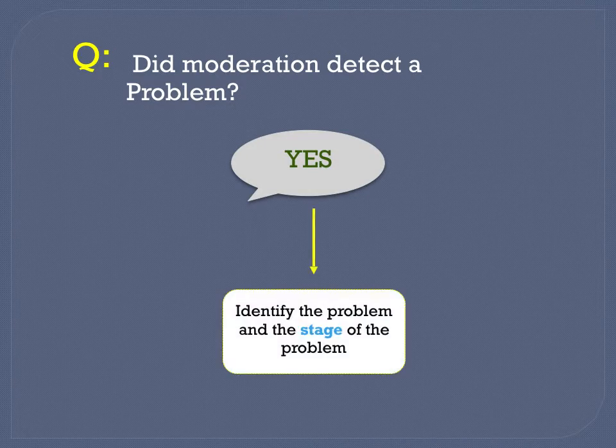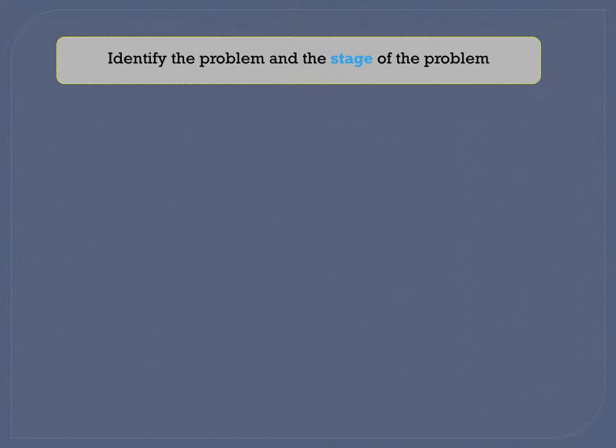So the first thing we need to do then is identify firstly the problem and then the stage of the problem. Now, sometimes it's not easy to detect the problem, and by identifying the stage of the problem, this can help us. So let's look at each of these stages.